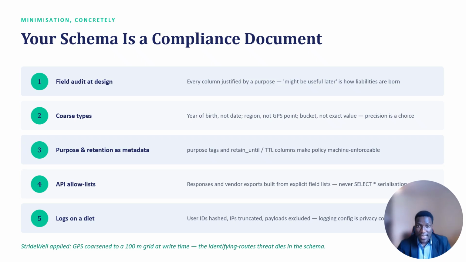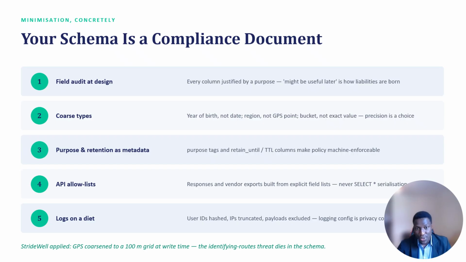Coarse types. Year of birth instead of full date. Using regions instead of GPS points. Precision is a design choice, so it's very important to choose deliberately. Do you need to know the region where the user is located? Or do you need to know the exact GPS location?